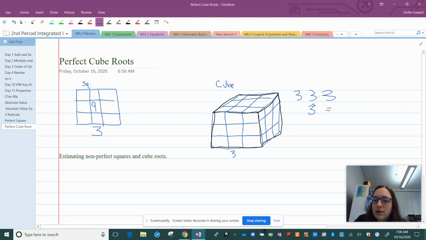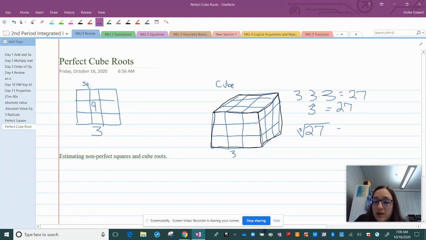Lovely. But let's look at what that would be. What is 3 times 3 times 3? Well, 3 times 3 is 9, times 3 is 27. So 3 cubed is 27. If I asked you backwards, if I said, hey, if I have 27 little cubes, can I make a perfect cube with those cubes? It's a weird question. If that were the question, it'd be the cube root of 27.